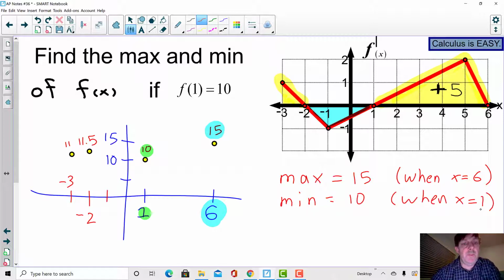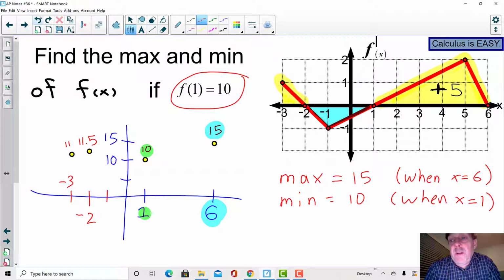Okay, the important thing to think about in this question is that we did have a point that we knew. We knew when x was 1 that the height was 10. Then we looked at the graph of the derivative, because we know when the derivative is positive, our function is increasing, and when the derivative is negative, our function is decreasing. How much do you increase or decrease? Well, you'd have to calculate the area.